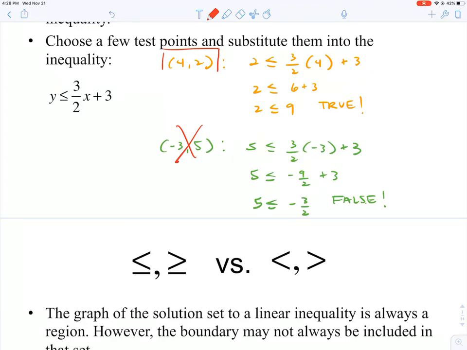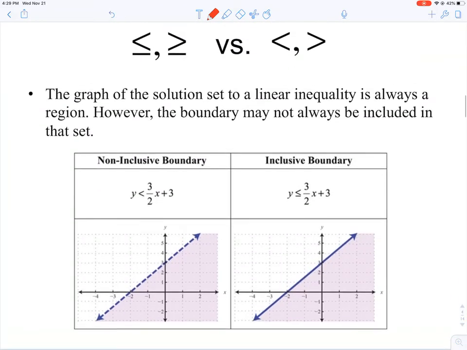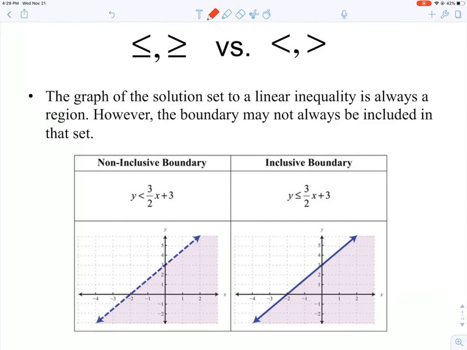Okay, but (4, 2) is part of the solution set. So the graph of the solution set to a linear inequality is always going to be a region or a half plane.